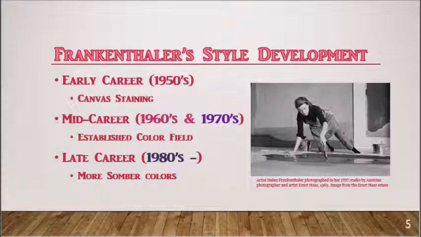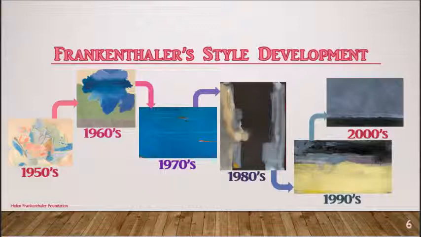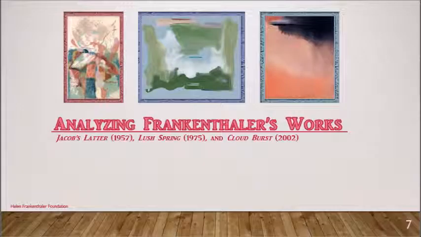By the 1960s and 70s, her color fields became populated with larger, bolder, more abstract forms. Later in her career, Frankenthaler still made color field paintings with less energetic forms and a more somber tone overall. You can see here how Frankenthaler's style developed over the 6 decades she was actively producing work, from the 1950s to the early 2000s. I will now walk through some works from 3 stages of Frankenthaler's career: Jacob's Ladder, Lush Spring, and Cloudburst.